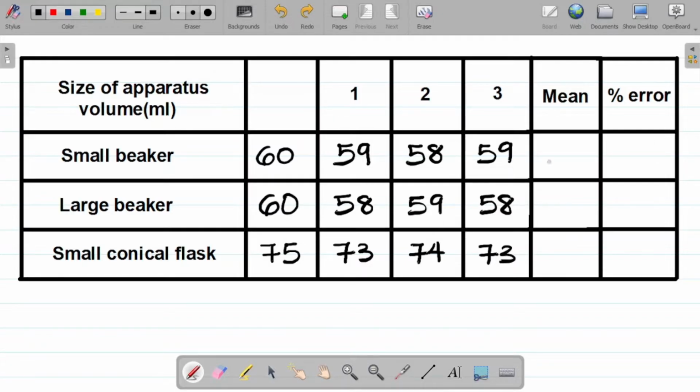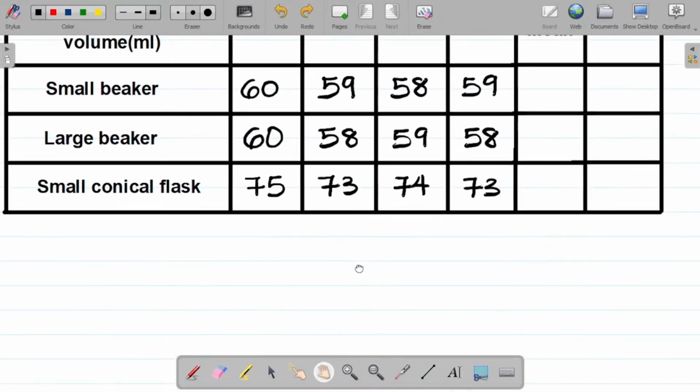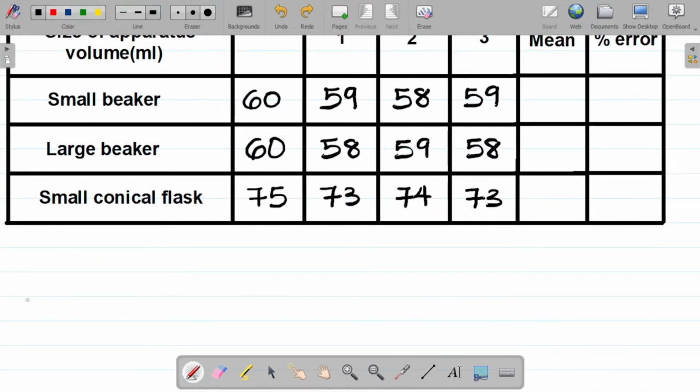Now we are asked to fill the column of the mean and also the column of the percentage error. Let's look at how to fill the mean and percentage error for each of them. First things first, let's start with the mean. Let's start with the mean for the small beaker.